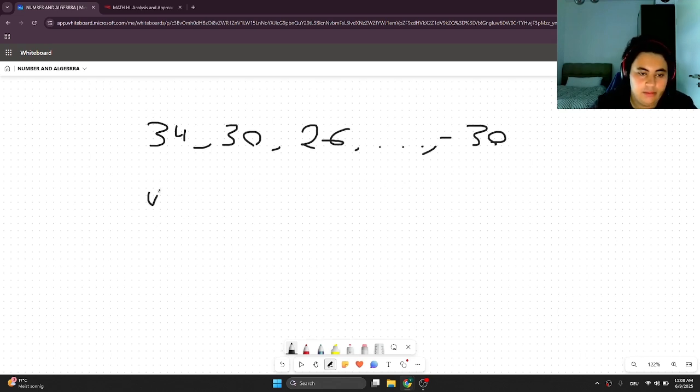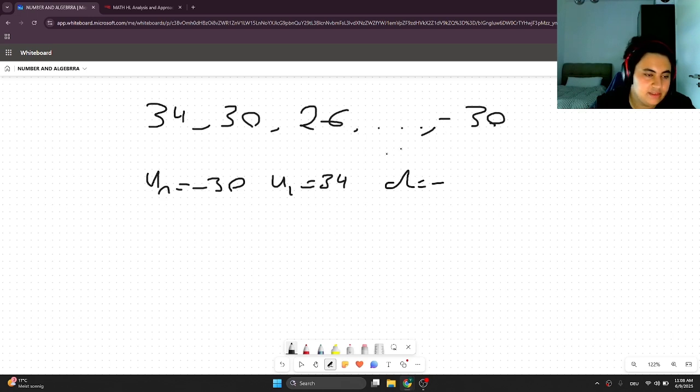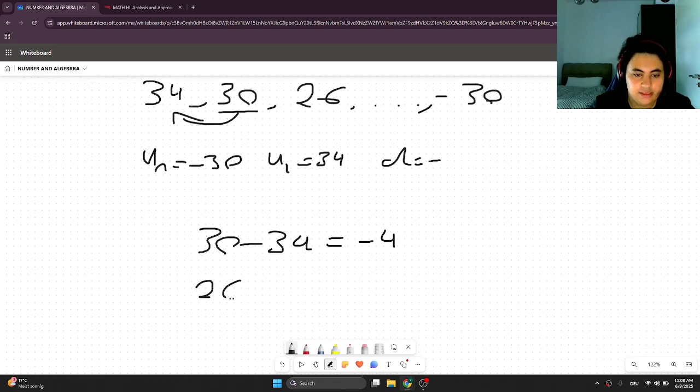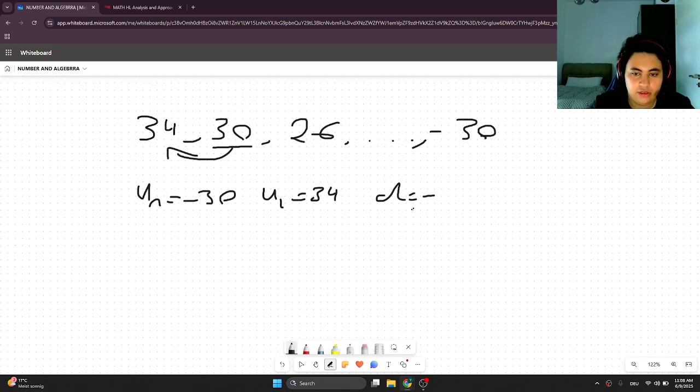So first of all, un is negative 30. We know that u1 is equal to 34. And we know that d is going to be some negative number, right? Because the sequence is descending. So what is it? We can subtract 34 from 30. So 30 minus 34, that's going to give me what? Negative 4. Or we can say 26 minus 30 is going to equal to what? Negative 4. They're both the same, yeah? So for our common difference here, we have negative 4.